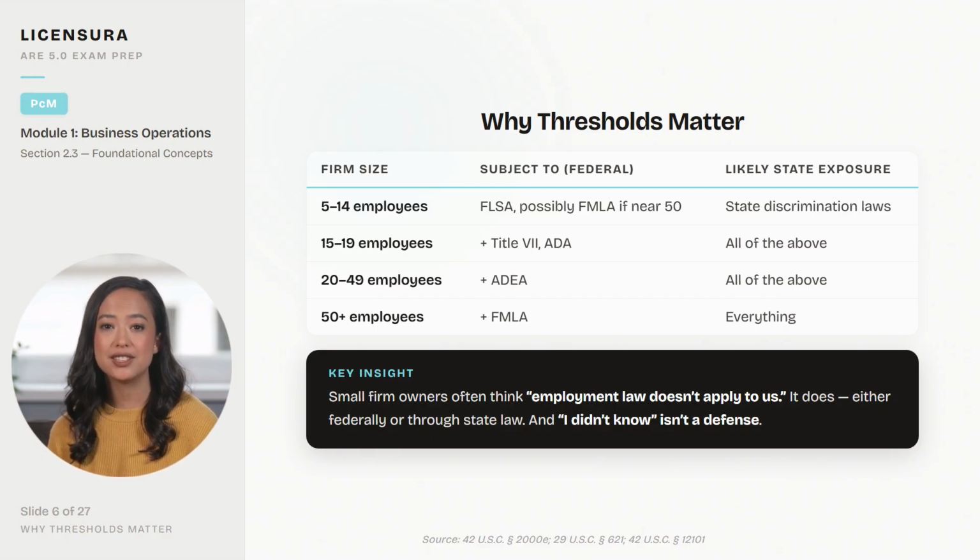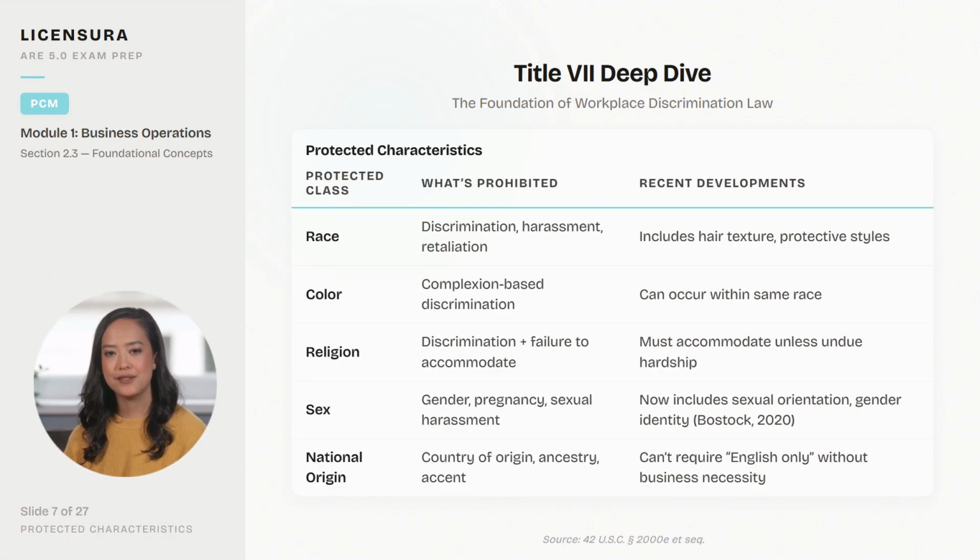Let's go deeper into the most important of these laws, Title VII. Understanding Title VII gives you a foundation for most of the discrimination concepts you'll see on the exam. Title VII is the foundation of federal discrimination law. If you really understand Title VII, you'll have a solid handle on most discrimination concepts you'll see on the ARE and in practice. So let's dig in.